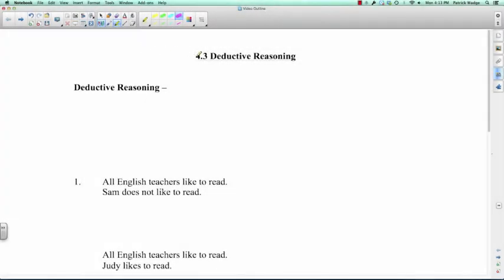Alright, the last two videos were about inductive reasoning. So now 4.3 is on deductive reasoning. What's the difference? Well, remember inductive reasoning was when you look for a pattern and then you make a general guess or conclusion. And remember that it could be wrong. So deductive reasoning is a little bit different.